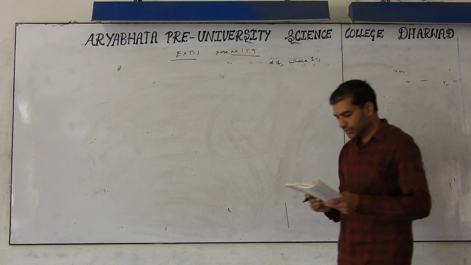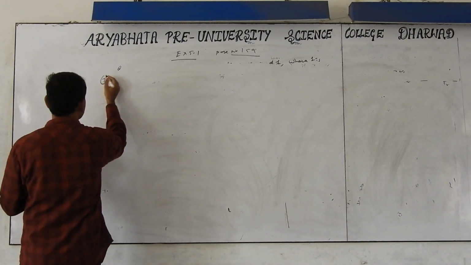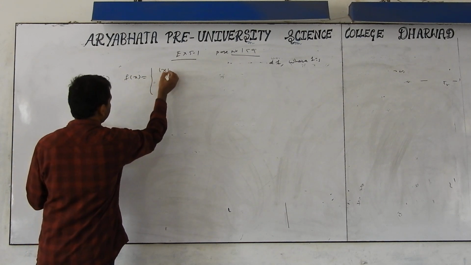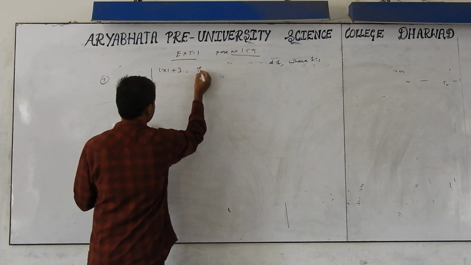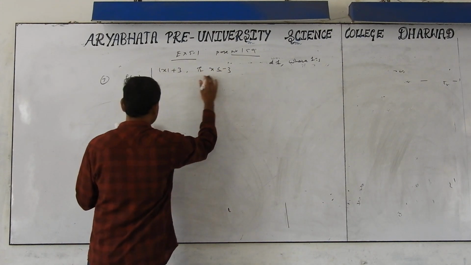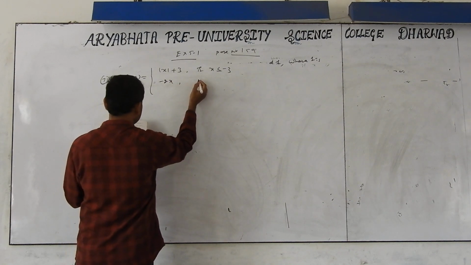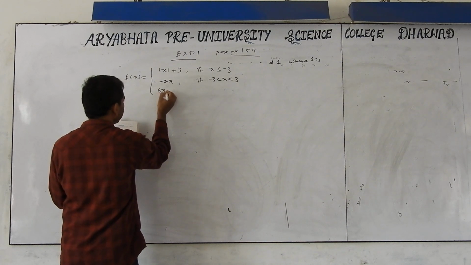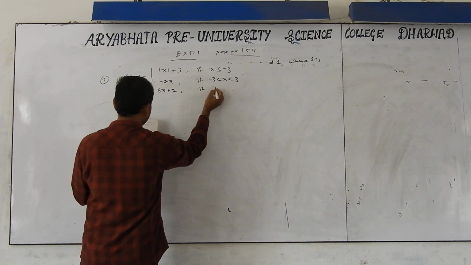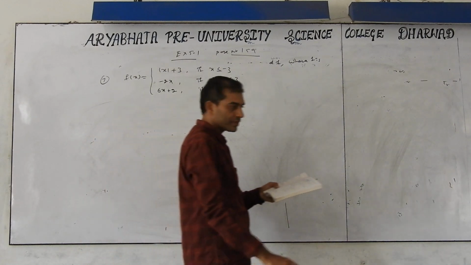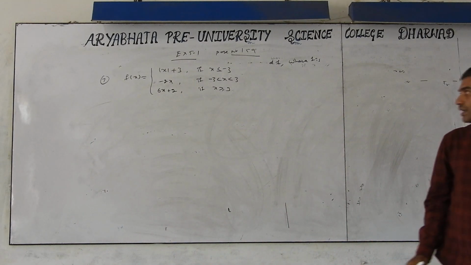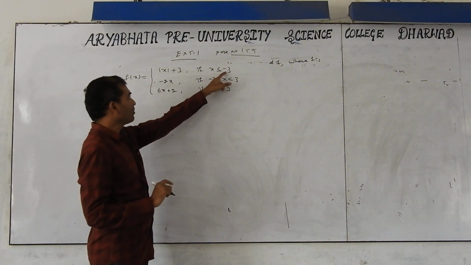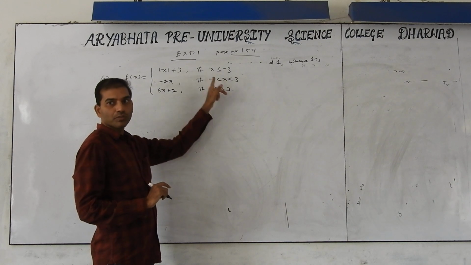One more, question number 7. Find the discontinuity of f of x equals mod x plus 3 if x is less than or equal to minus 3, minus 2x if minus 3 is less than x less than 3, and 6x plus 2 if x is greater than or equal to 3. Here, how many changing points are there? This function is changing at what point? Minus 3 and plus 3. There are 2 points.